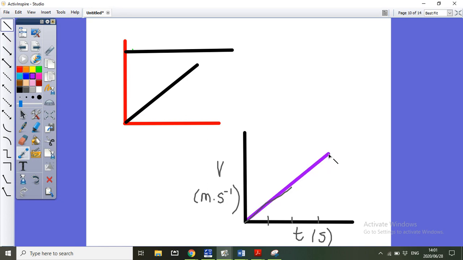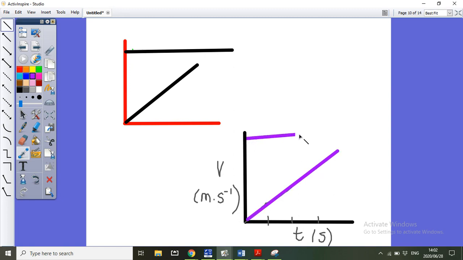My line is a little bit skew, but I'm sure you understand what I'm trying to say. So you could have a straight line, which means my velocity is increasing, but it's increasing constantly. So it will be a straight line because my gradient is going to be constant. That's the one thing I can get. I can still get a constant velocity.